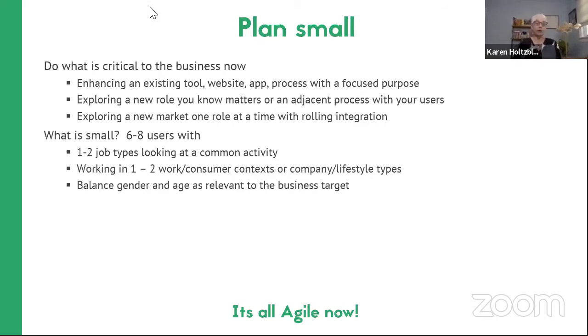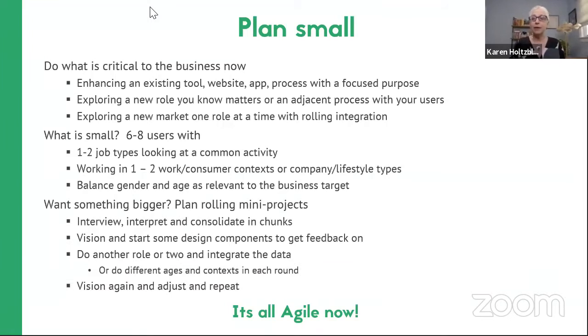You can even do, if we want a little bit bigger, a whole series of things rolling. So you take your focus, which could even be an age cohort, like let's do people in their 20s, 30s, 40s, et cetera, right? Task 1, task 2, task 3, role 1, role 2, role 3. You're going to interview, interpret, and consolidate in those chunks. You're going to vision a little bit so you get an idea where you're at. You might even have some design components so you can have some ideas when you go to the next one. You're going to do another role or 2, or the next chunk of age, and then you're going to just do it again. And you're going to do it again, and you're going to do it again. And that's how you can build up something big.